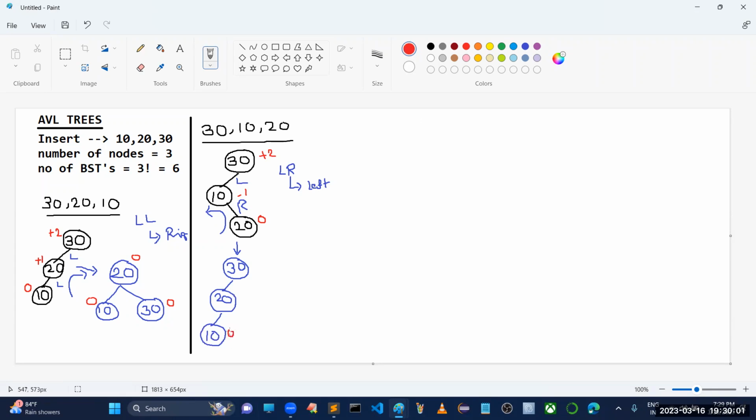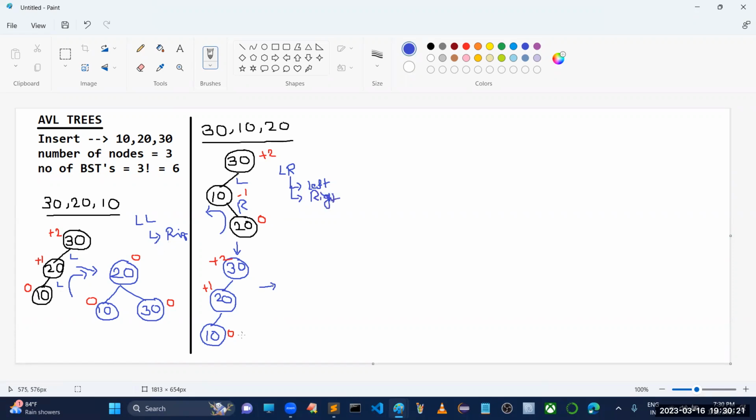Sir, its node balance is 0. This one balance is plus 1. This one balance is nothing but plus 2. Again, it is not a balanced tree. Sir, now what do we have to do? You need to do one more rotation. What is that rotation? Right rotation. Sir, what have we applied in this case?